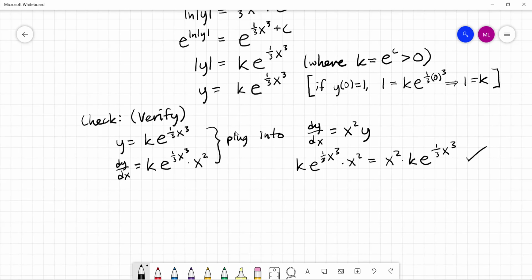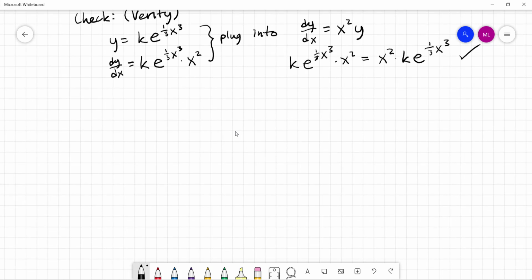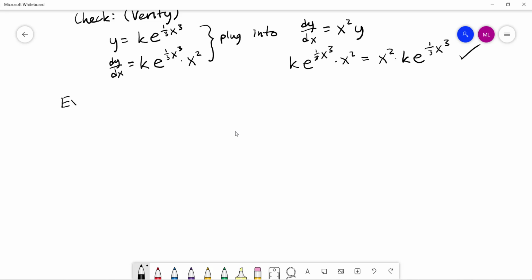Hopefully that's clear. Let's just do maybe another example or two here. Just keep knocking these out. So in this example, I'm going to make it a little bit more complicated. I'm going to write this one as e to the x times y dy dx is equal to e to the negative y plus e to the negative 2x minus y.